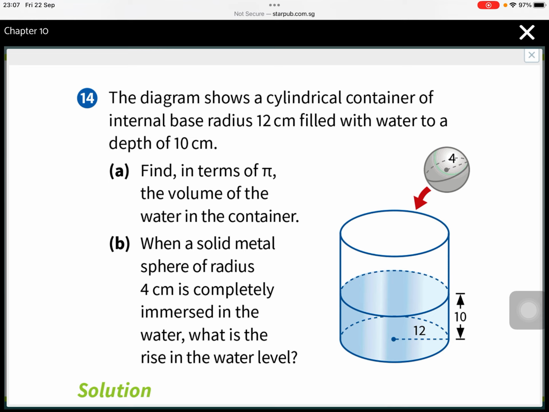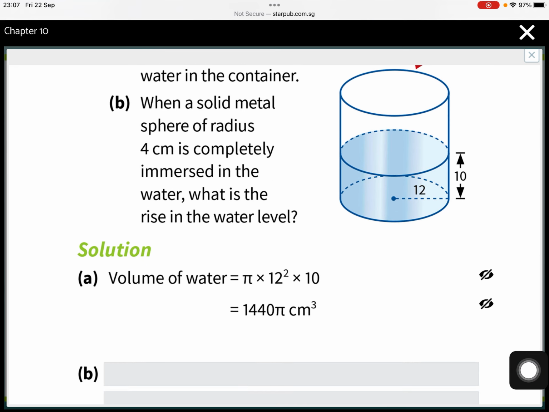Let's move to question 14. Over here, the diagram shows a cylindrical container. The base radius is 12. Currently, it's filled with water up to 10 cm depth. Find, in terms of pi, the volume of water in the container. So it's basically finding the volume of a cylinder, with a radius of 12 and a height of 10. Volume of cylinder is base area times height. Base area is pi r square, so pi 12 square times height of 10, which is 1440 pi cm cubed.